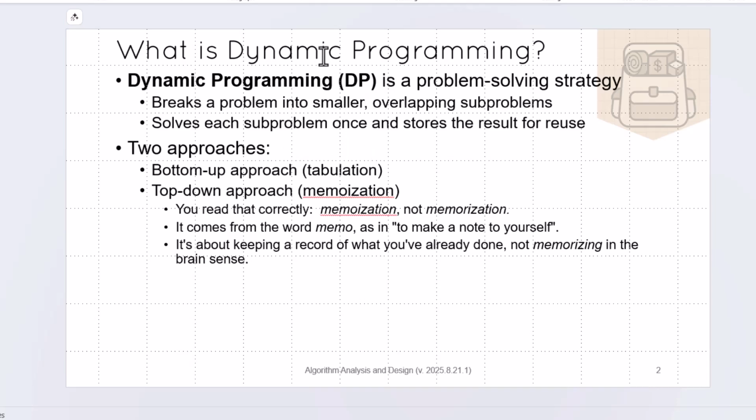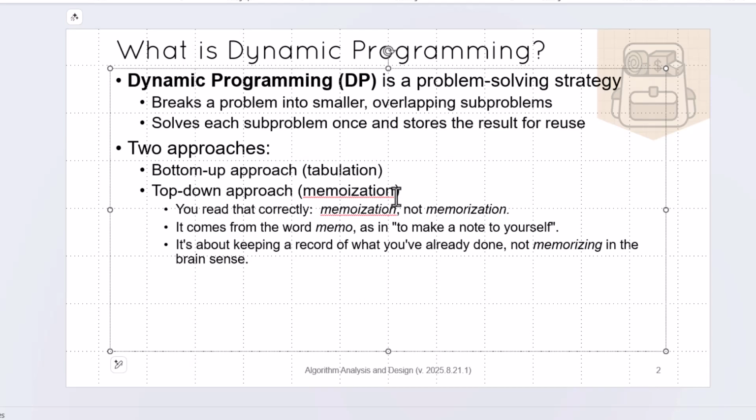So we have to come up with an alternative, and one of these techniques, one of these paradigms, is called dynamic programming. This is a problem-solving strategy that breaks problems into smaller overlapping subproblems, so that's one of the keys. It solves each subproblem once and then stores the result for reuse later on. There are two major approaches: a bottom-up approach called tabulation, and a top-down approach called memoization.